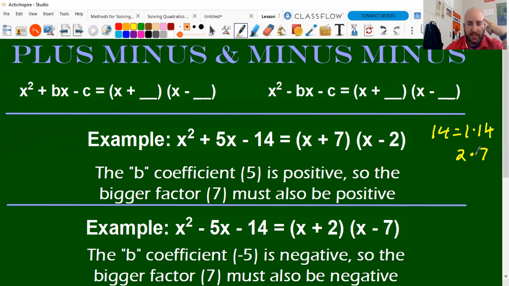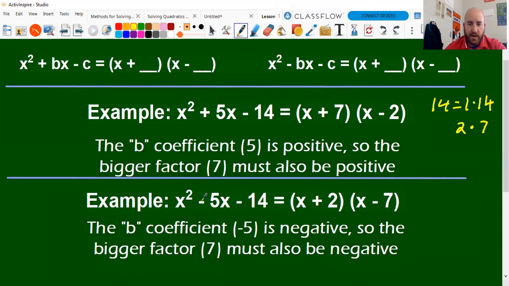So if I know I'm using 2 and 7, the question you want to ask yourself is, what's going to give me positive 5? 7 minus 2 or 2 minus 7? Of course, that would be 7 minus 2. Down below, it's flipped. So now that I got negative 5, I'm still using 14, so still 1 and 14, 2 and 7. Now that I'm using negative 5, my bigger factor 7 must also be negative. So now I'm going to get 2 minus 7, which is negative 5.